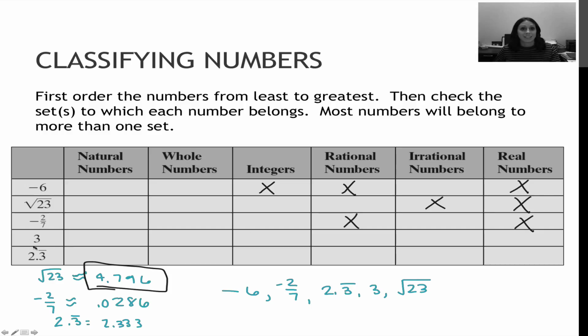A 3 is a counting number, so that means it's natural, and if it's natural, it's whole, and if it's whole, it's an integer, and if it's an integer, it's rational. And then, of course, everything is real. And 2.3 repeating. Now, this one's one of those tricky ones because it's a decimal, but it's a decimal that does continue to repeat, right? So 2.33333. If it's a repeating decimal, we're going to write that as a rational because 2.3 repeating is like 2 1/3, which obviously is a fraction. And then a rational is always a real.